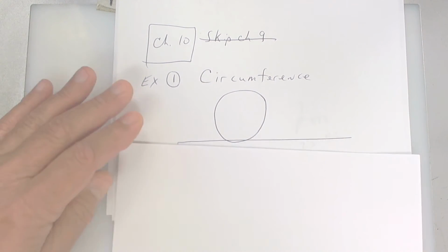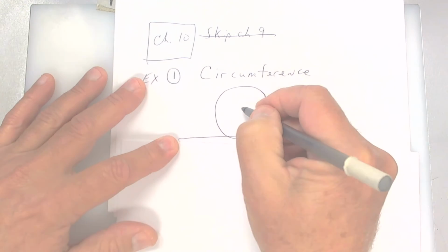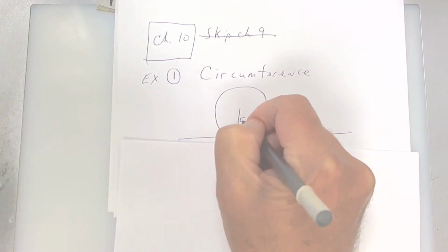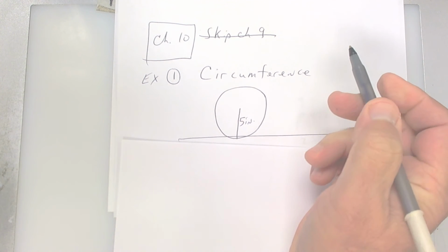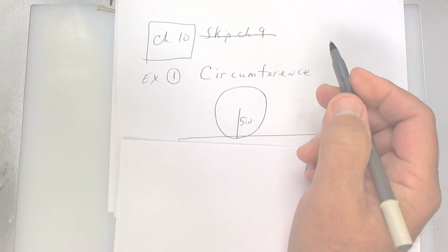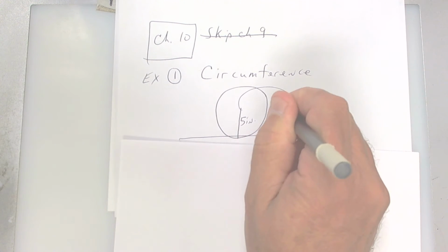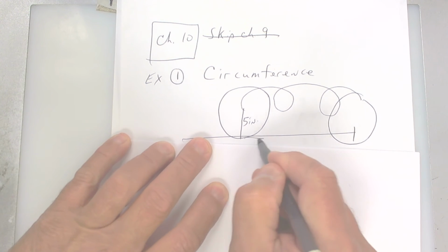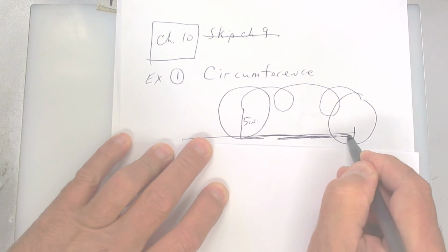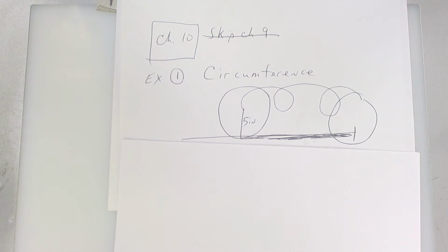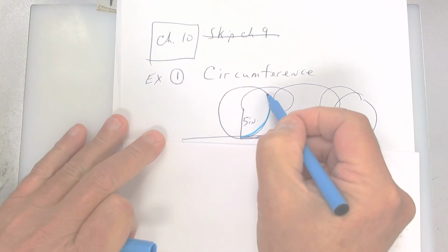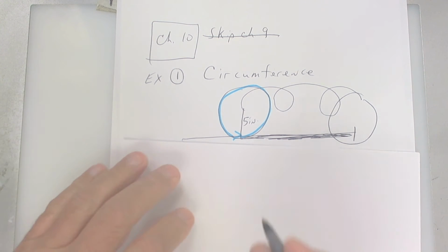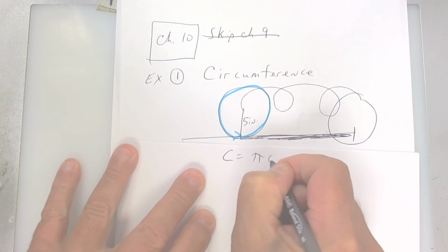All right, circumference. Let's say you have a circle, like your car tire, and let's say this is 5 inches. Okay, maybe not your car tire. So what you want to do is roll this 1 revolution to where the circle ends up back here, and you want to get this distance. This distance represents the distance around this circle. That's called circumference.